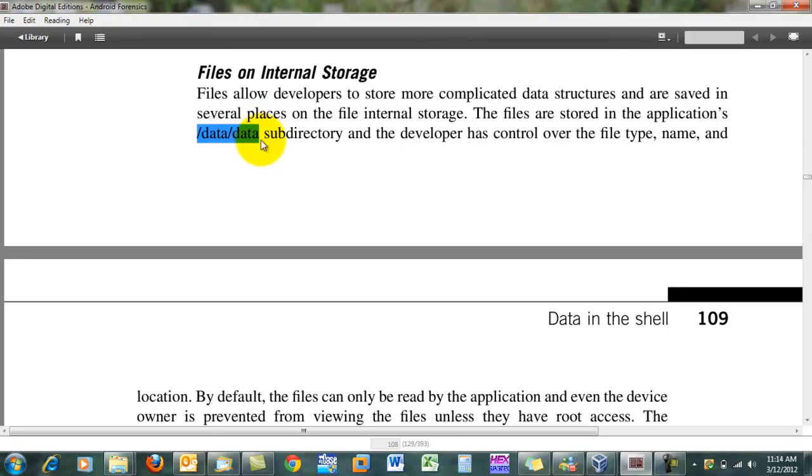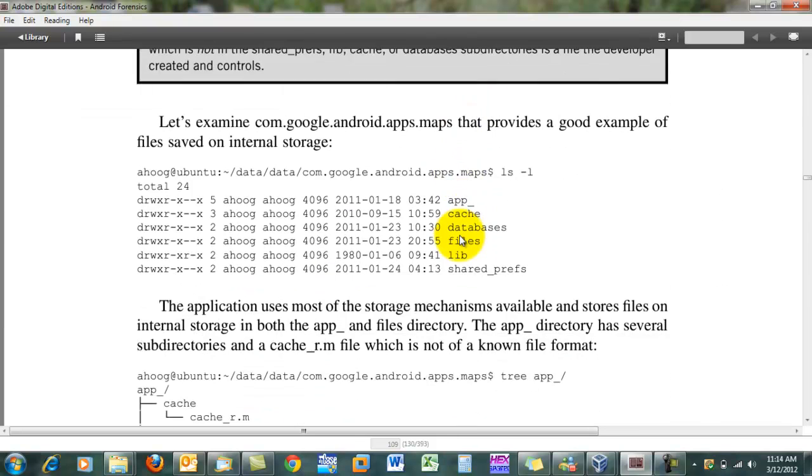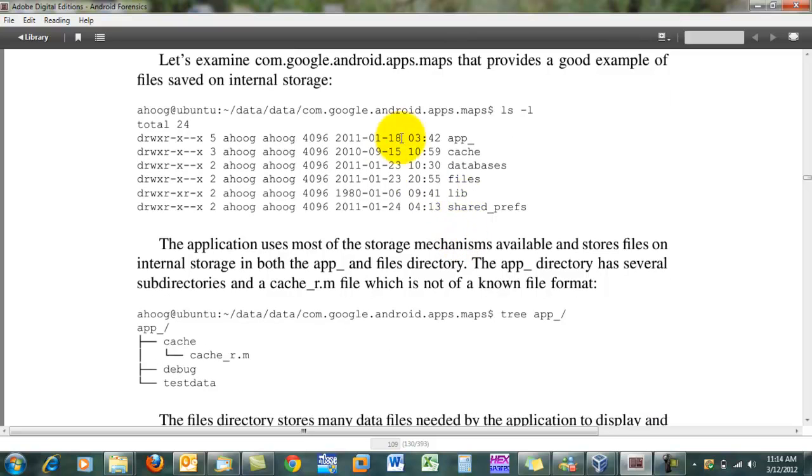That means your subdirectories under this data directory, and this is where all the applications are stored. For example, your contacts, your Facebook, your Twitter, whatever application, mostly are stored over here. Let's look at one example. Google Maps is stored under this directory called data, com.google.android.apps.maps. Inside these directories, you can see the whole lot of data stored there.